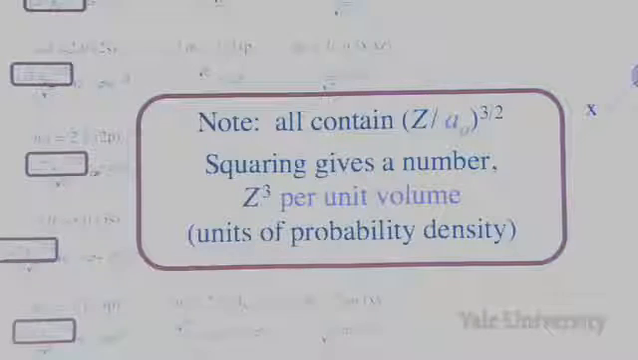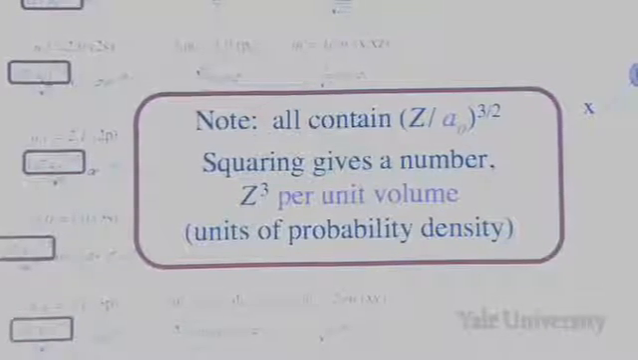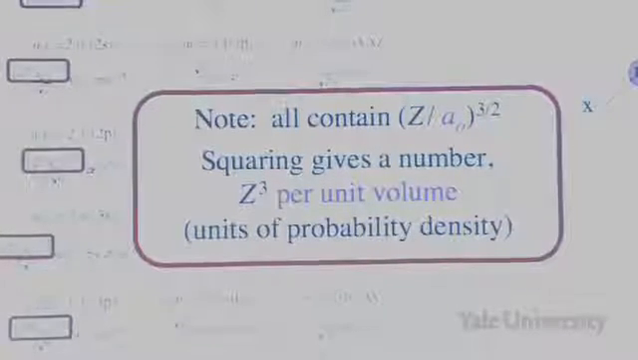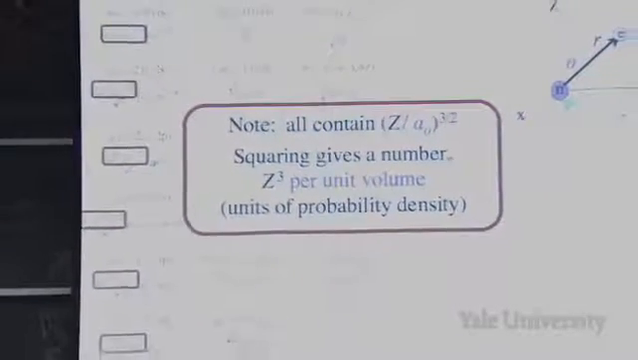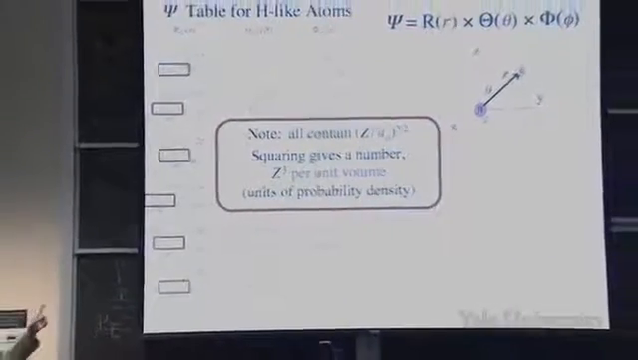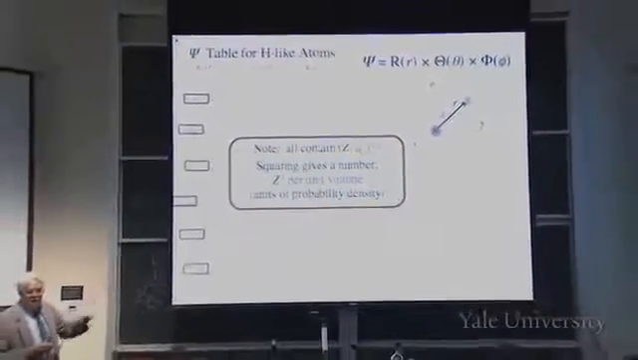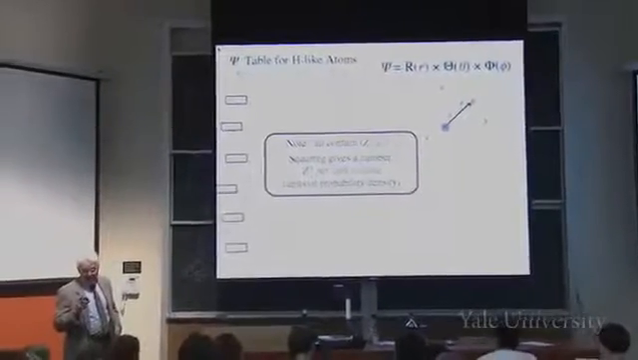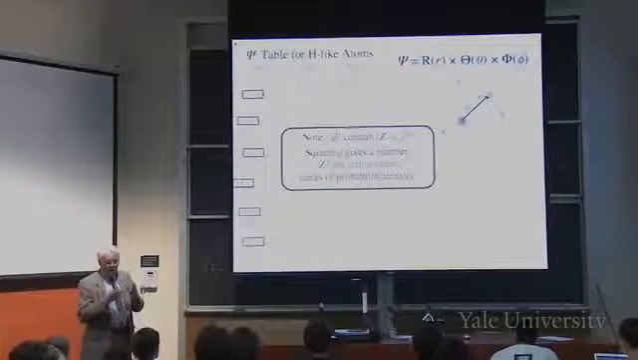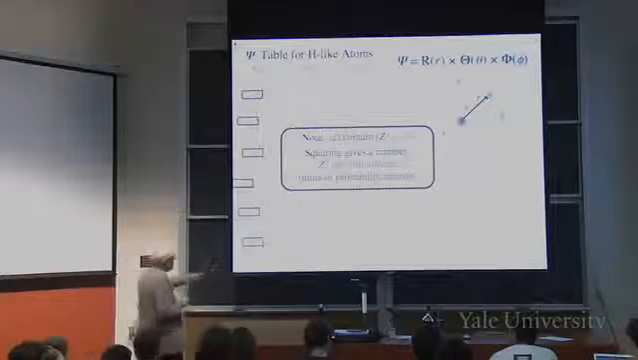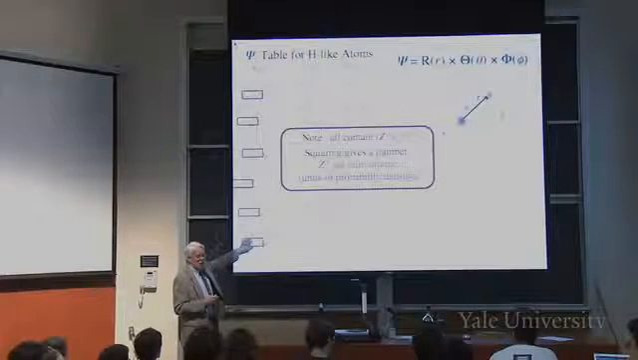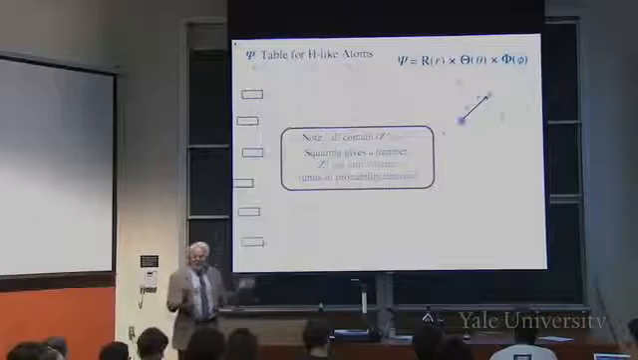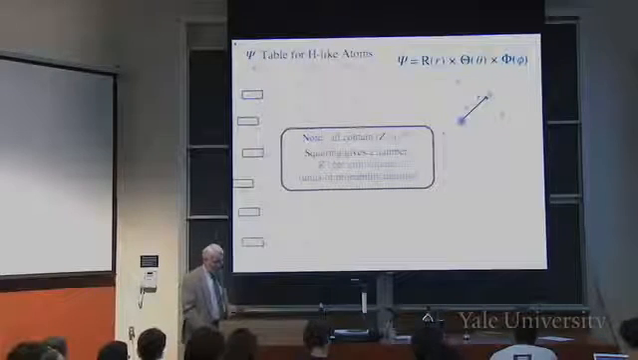So what that means is you're going to get units that are Z cubed per unit volume, because remember a0 is a distance, so a0 cubed is a volume. The nuclear charge is a number. Z, the atomic number, is a number. So you get a number per unit volume, which is the right units to have for probability density. This is just the bit that scales it right, so that you get the right density and the right units. So you can drop that out. That's not something very fundamentally interesting.